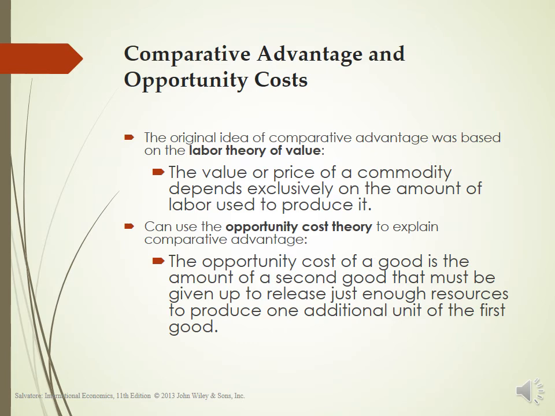The original idea of comparative advantage was based on the labor theory of value. The value or the price of a commodity depends exclusively on the amount of labor used to produce it. We can use the opportunity cost theory to explain comparative advantage. The opportunity cost of a good is the amount of a second good that must be given up to release just enough resources to produce one additional unit of the first good. Simply we can say that it is the cost of one good in terms of other goods which could have been produced with the same factors of production.